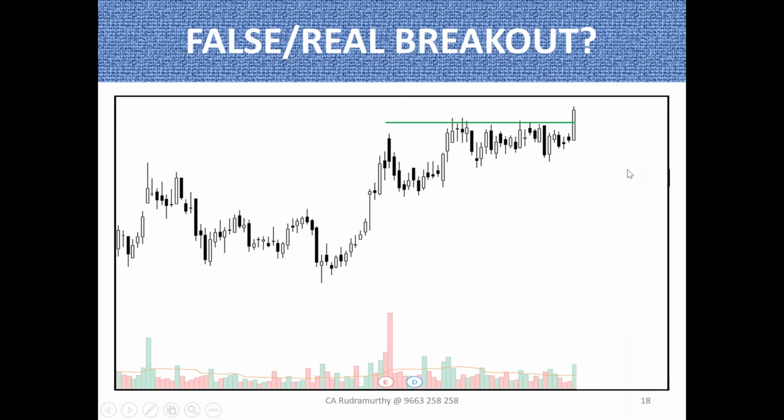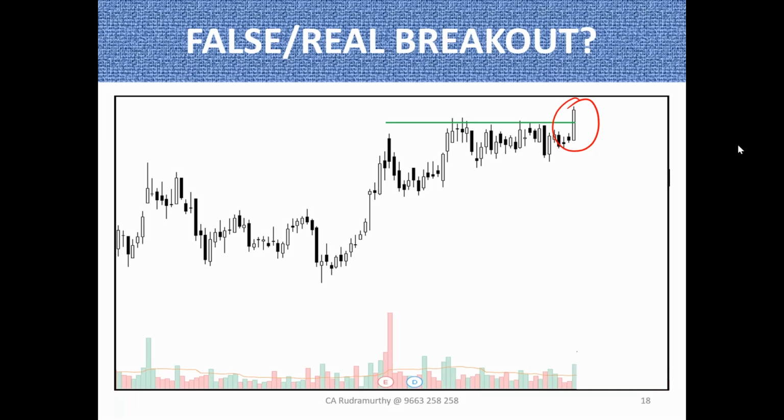Okay, so now see this particular chart. Again, I'm asking you a question. This breakout, whatever you are able to see here, tell me whether this breakout is a clear breakout or is it a false breakout. I'm also showing you a clear volume also.